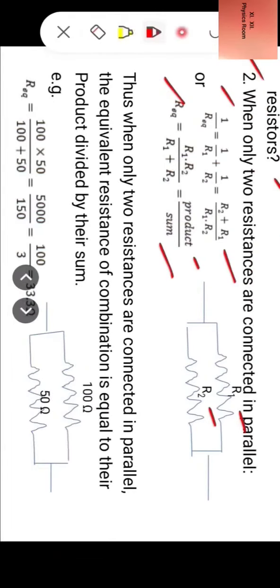or it is equal to product divided by sum. Thus, when only two resistors are connected in parallel, the equivalent resistance of the combination is equal to their product divided by their sum.